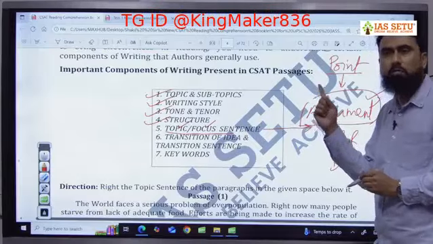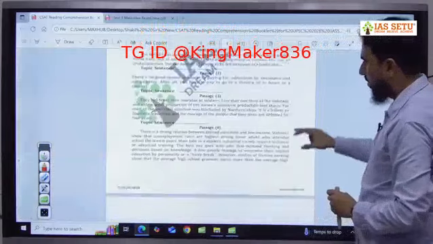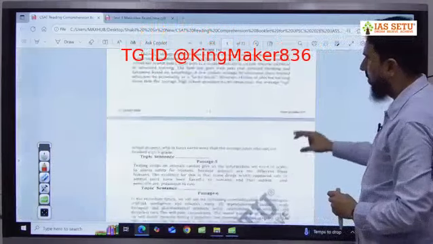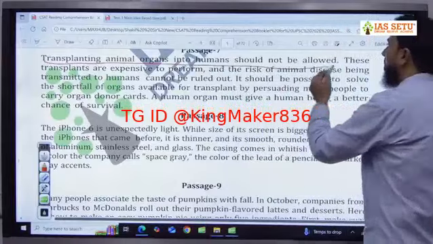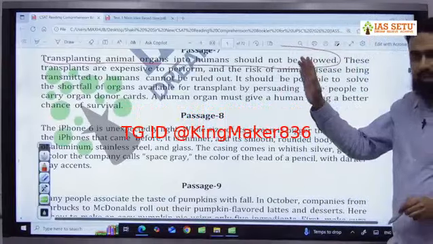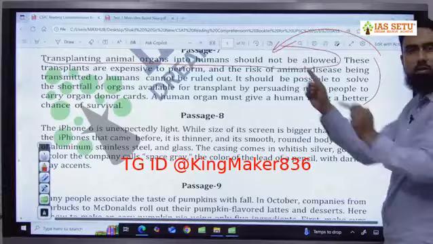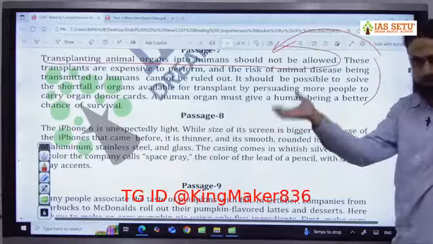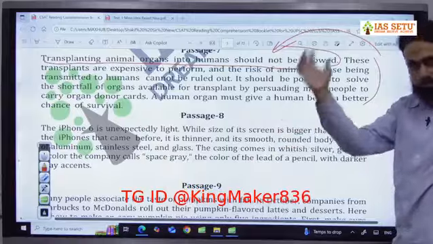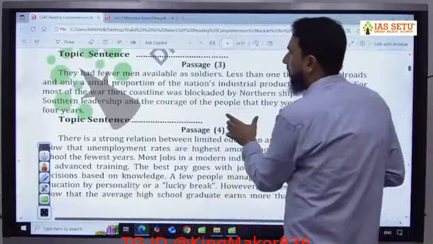Clear? Yesterday we did a passage. I'll show it to you. In the writing style, there was one passage given, passage number 7. You have already done it. Transplanting animal organs into human beings should not be allowed. Very sharp. And everything there is trying to prove this point. So this is the topic sentence. The topic or focus is what the author has built on and tried to prove. So if you have a topic sentence, you should not miss it.